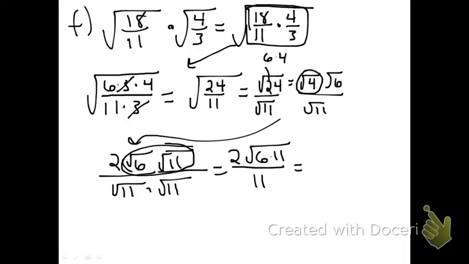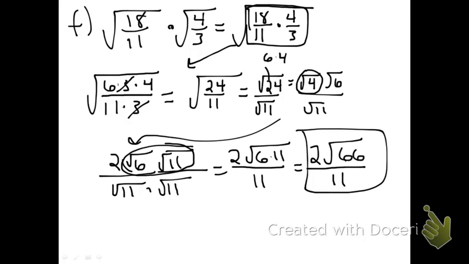So one last step here, I'd end up with 2 radical, 6 times 11 is 66, over 11. I'm not going to try to divide the 11 and the 66 because 66 is in the radical and 11 is not. 2 and 11 can't reduce because they have no common factors. So we are finished here.